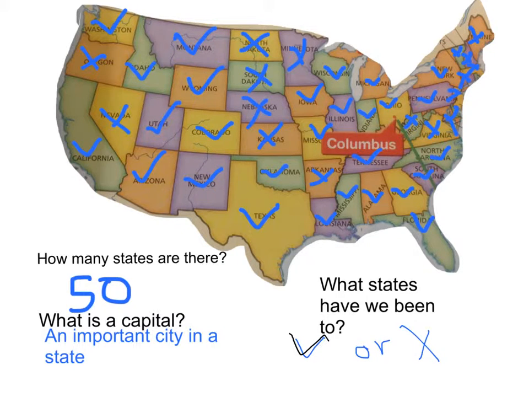And also we talked about how this map doesn't have Alaska or Hawaii on it. So if they had been there, we had them draw a little picture of it and then put a check mark in it.